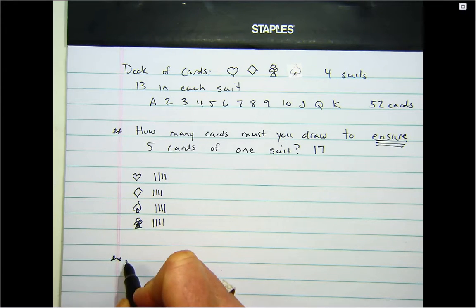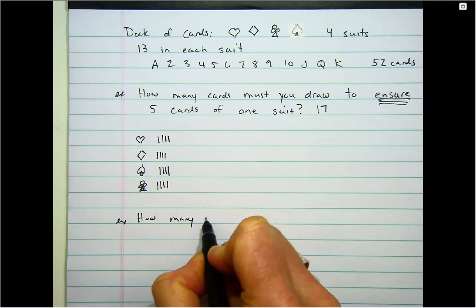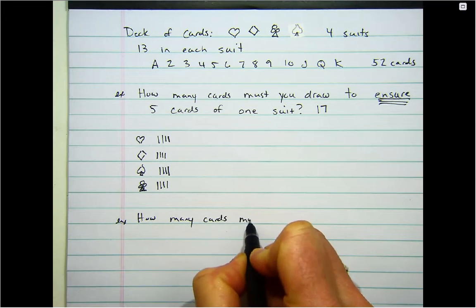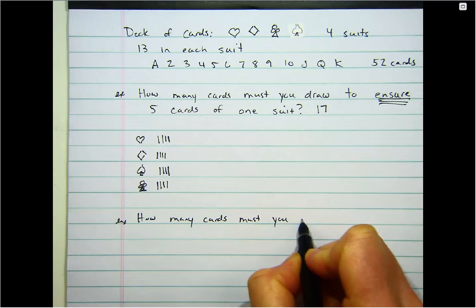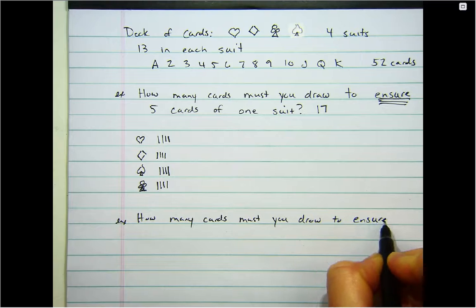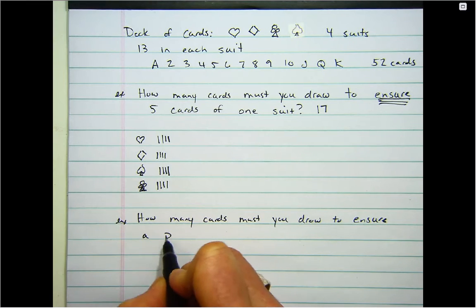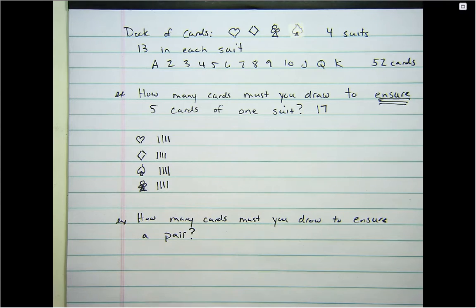Okay. Well, how about a pair? How many cards must you draw to ensure a pair? A pair means like 2 jacks or 2 sevens, 2 threes, 2 of the same number or face card.